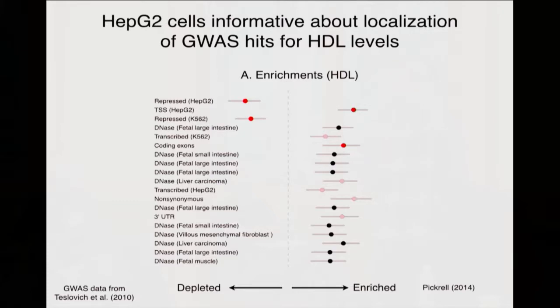So where do SNPs that influence HDL levels fall? They tend to avoid chromatin that's marked as repressed in HepG2 cells. This is a liver carcinoma cell line. They're enriched among transcription start sites in HepG2 cells. They're depleted away from K562 cells, repressed chromatin in K562 cells, et cetera. And so just by plugging in the genome-wide association study, we've learned something, at least, about HDL levels, which is that the liver matters, which maybe we knew already.